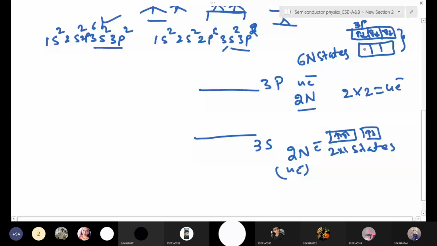Here 4, here also 4N, it will split. Here 4N. How many electrons are there? In 3s there are 4 electrons, in 3p 4 electrons, so 8 electrons. That means 4 are available. Here 4N states are split, but 0 electrons are available.